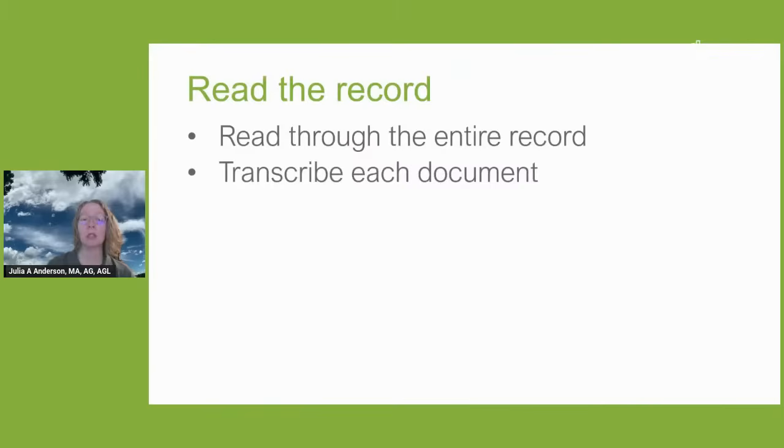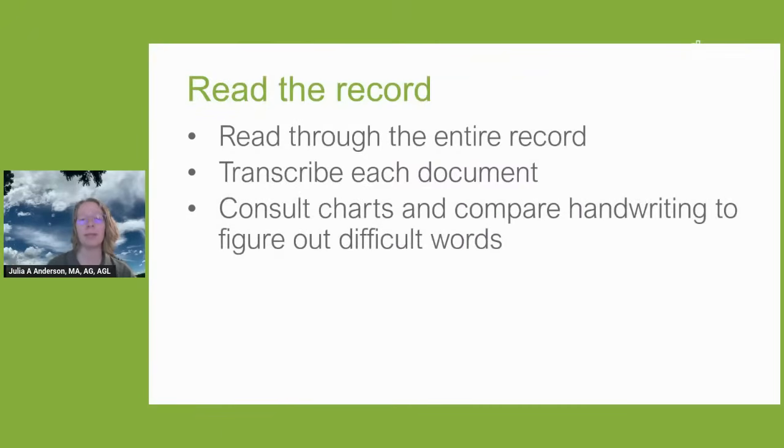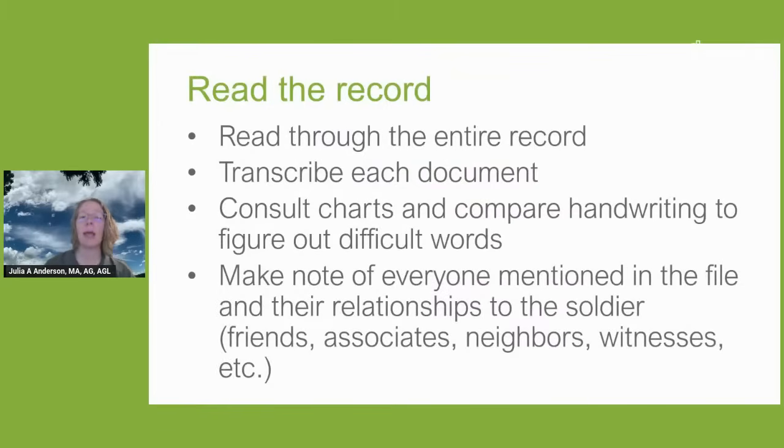Next, I usually transcribe or copy word for word every document in the file because this makes searching for pieces of evidence and correlating them much easier. If I can't tell exactly what a document says, it helps to consult charts and compare handwriting on different pages to figure out difficult words. Then I also always make note of every person mentioned in the file and try to figure out their relationship to the applicant, including friends, associates, neighbors, witnesses, clergy, attorney, and other people.